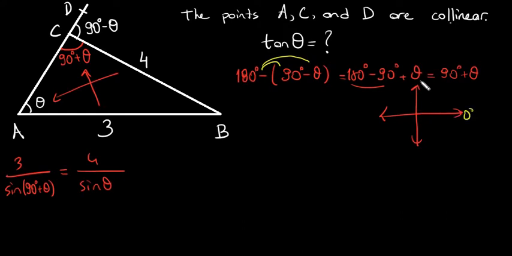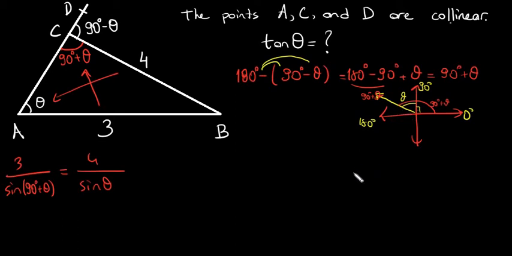This is for 0 degrees. This is 90, 180. So that's going to be in the second quadrant. So if this is 90 degrees, this part is going to be, let's say, theta degrees. And this is 90. So the measure of this angle is going to be 90 plus theta. So this angle is going to be 90 degrees plus theta.